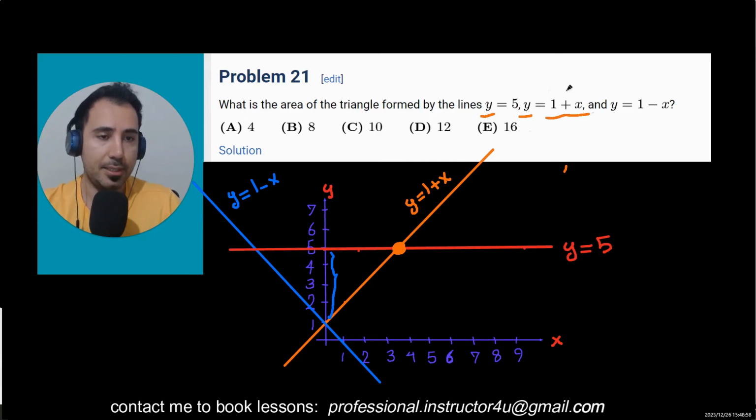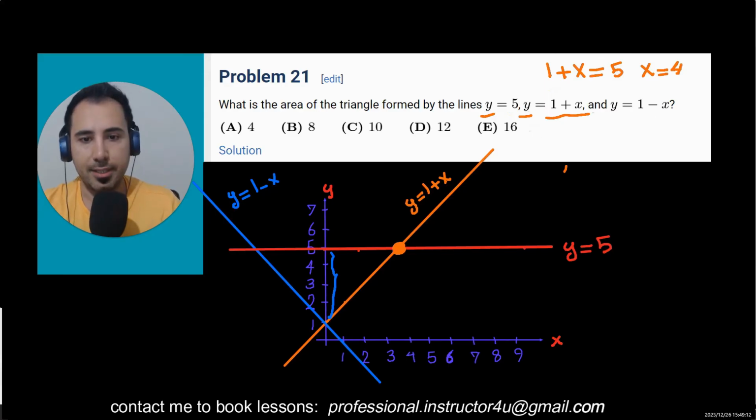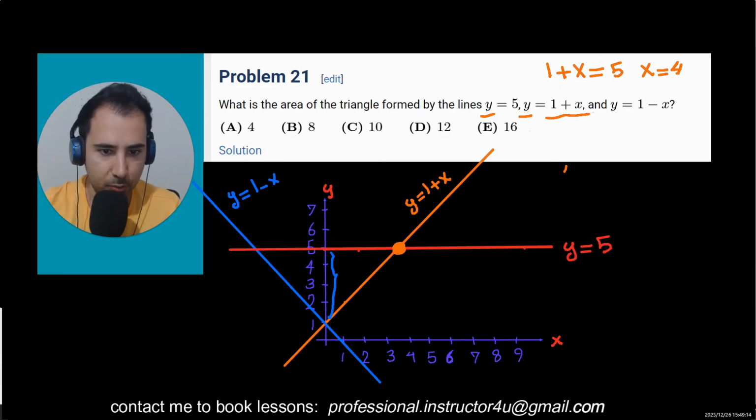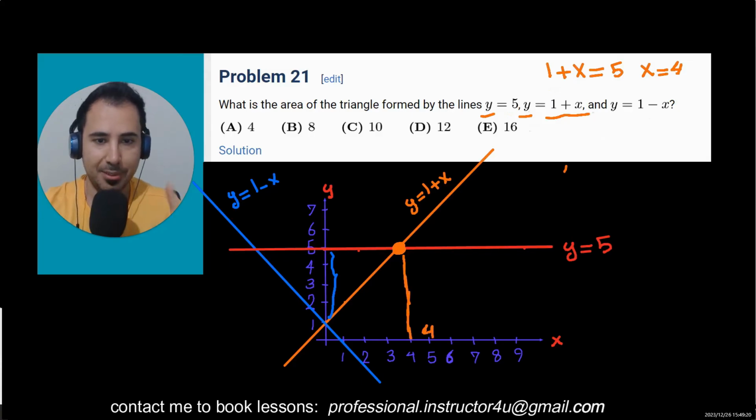That means 1 plus x should be equal to this one. So that will give us x is equal to 4, and y is 5. So I have it here. So this one is actually 4, you see? This one will go on the 4 part. My picture was not that precise.